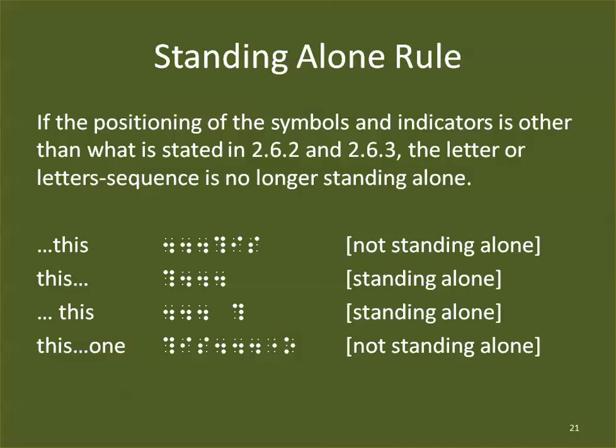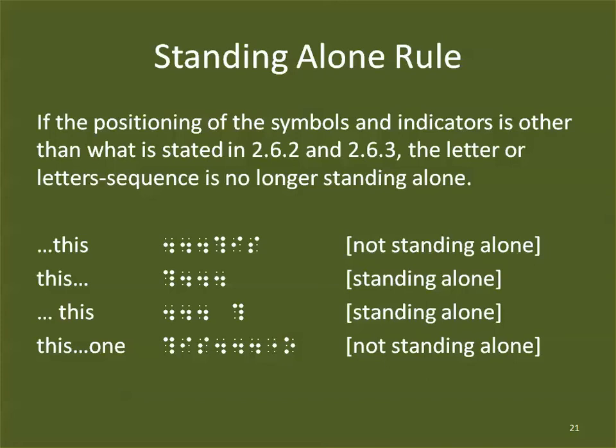The next example is this as the contraction, dots 1, 4, 5, 6. It's immediately followed by an ellipsis. Assume that there's a space coming after it. That means that the contraction for this is still standing alone. So we can go ahead and use it in full. The next example, there's a space between the ellipsis and the contraction, so it's obviously standing alone because it has a space before and a space after.